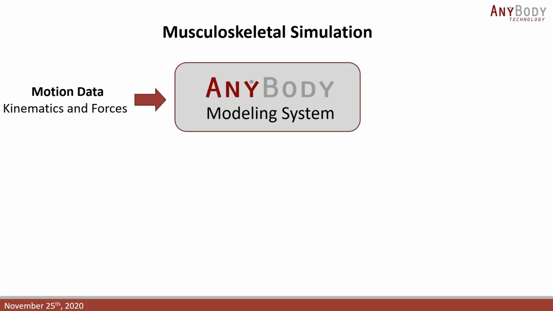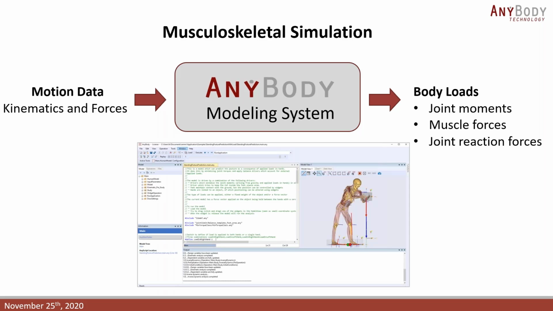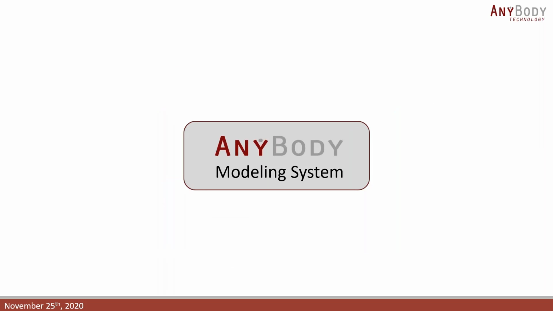Typically, as an input, you get some motion data. You can input kinematics, so the motion of the human, and external forces, for example, from force plates, or the forces acting on the human. After this, you construct a model in the AnyBody Modeling System. As an output, you get information about the internal loads and muscle activations. And this is how the system looks.